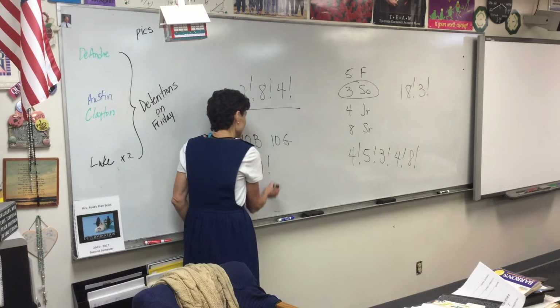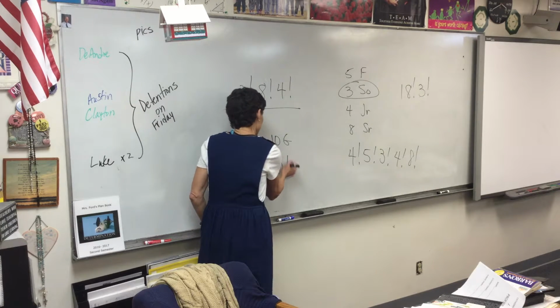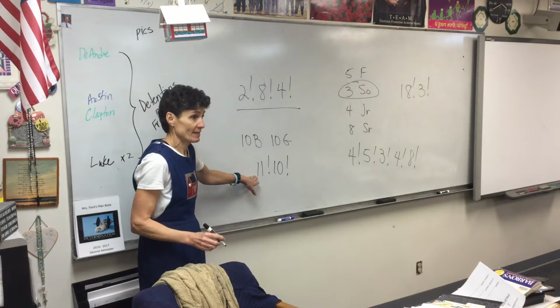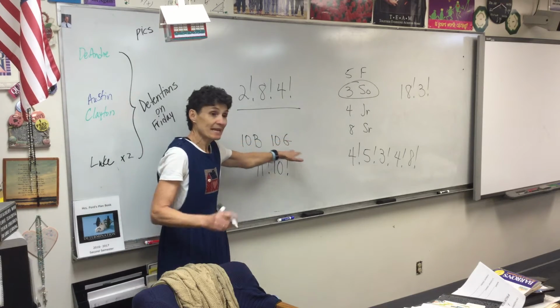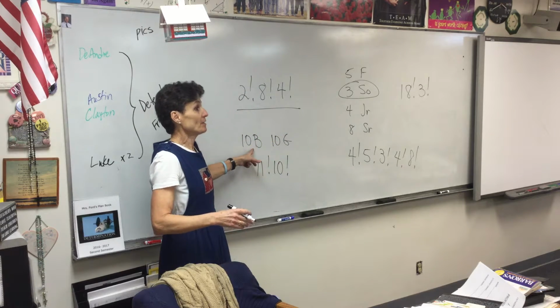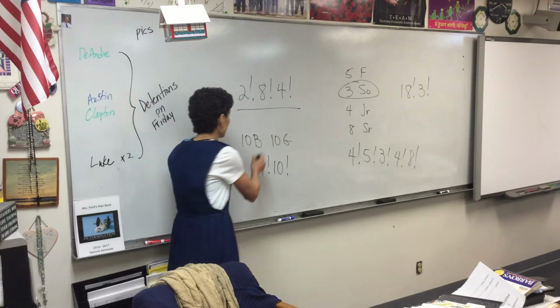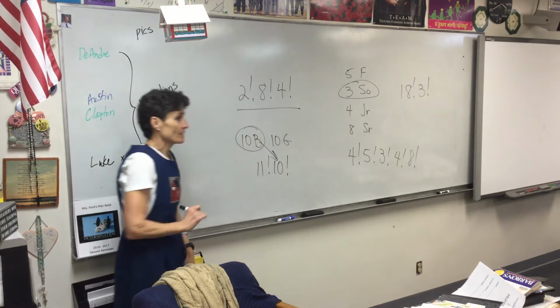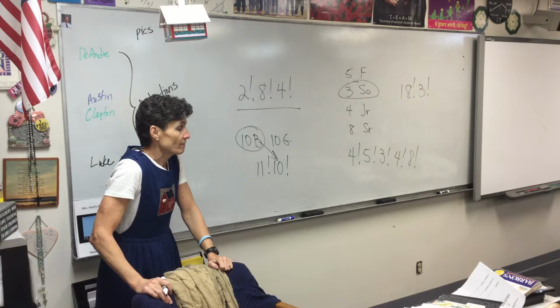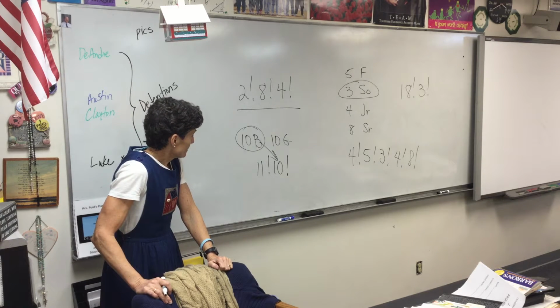11 factorial times 10 factorial. Now, why 11? I've got 10 girls that I am arranging individually and a bundle of boys. That's 11 things. And then within that bundle, I can arrange 10 factorial ways. Everybody okay with that? All right.